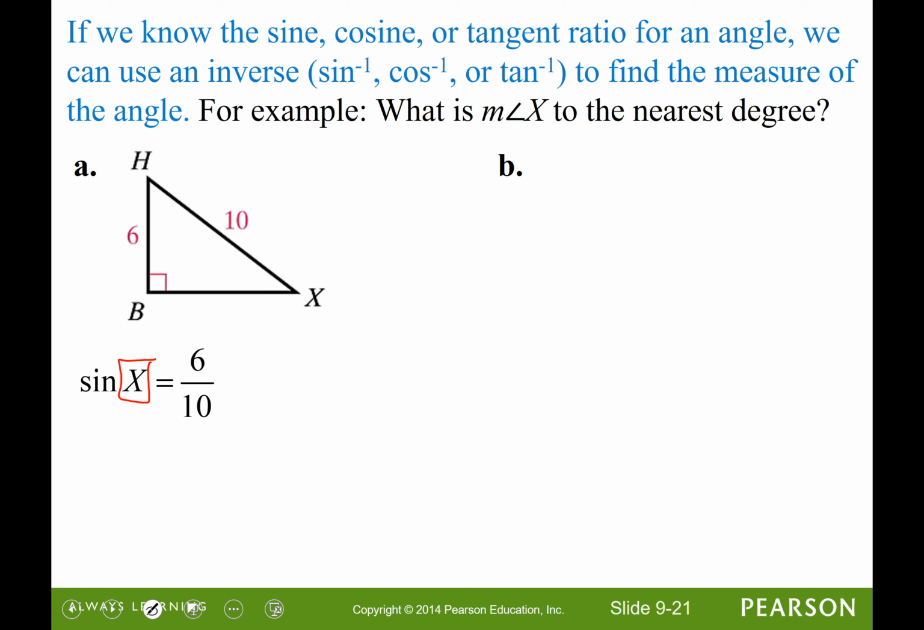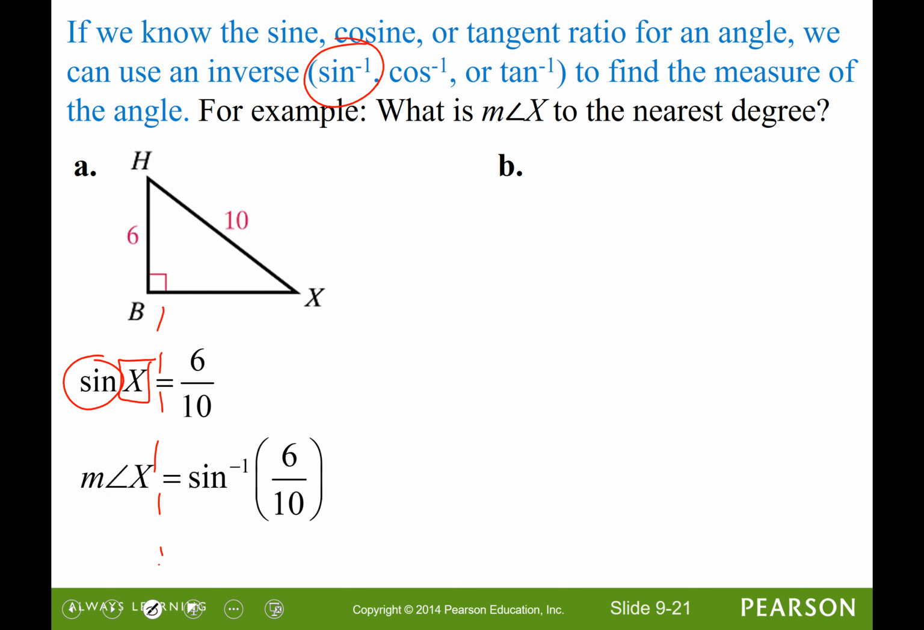So to isolate the x, to make x the only thing on the left side of this equal sign, we need to get rid of sine. How do we get rid of sine? We use sine inverse. So we take sine inverse of both sides. Let me erase my scratch work there. So we've isolated x now. So the measure of angle x is equivalent to sine inverse of 6 over 10.